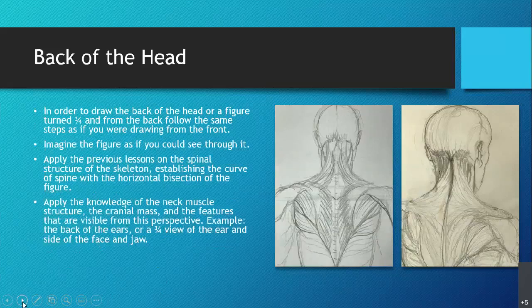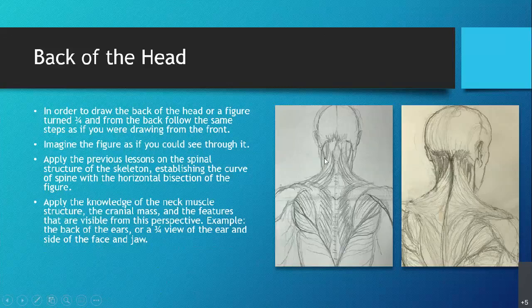Then we have the back of the head. In order to draw the back of the head or a figure turned at 3/4 from the back, follow the same steps as if you were drawing from the front. Imagine the figure as if you could see through it, and apply the previous lessons on the spinal structure of the skeleton, establishing the curve of the spine and the horizontal bisection of the figure. So that's up and down, horizontal. Apply the knowledge of the neck muscles. So these are the trapeziuses.